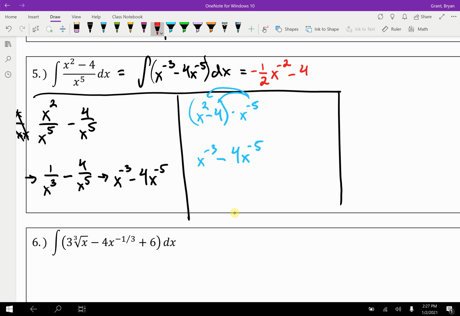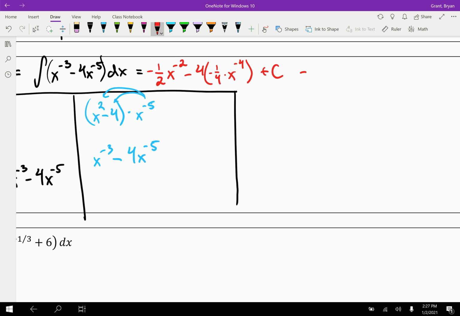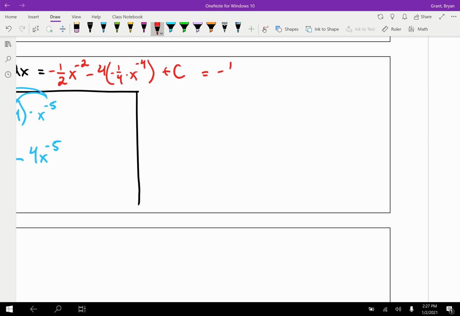Minus 4, and then I'll do that same trick I've been doing. Add 1 to the power, it becomes negative 4, and then we need a negative 1/4 in front, and of course a plus c. Cleaning this up just a little bit more, negative 1/2 x to the negative 2nd. You might notice that this negative 1/4 and negative 4 make a positive 1, which means I don't need to write them. It just becomes plus x to the negative 4th plus c.